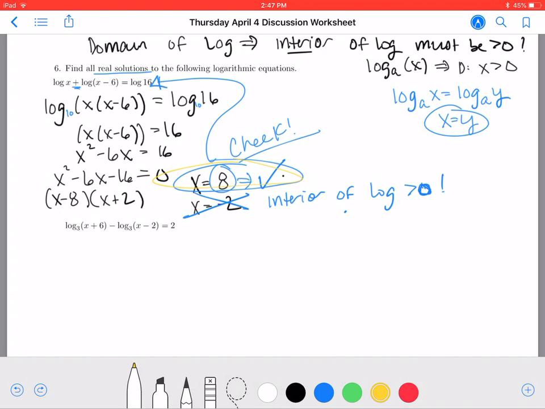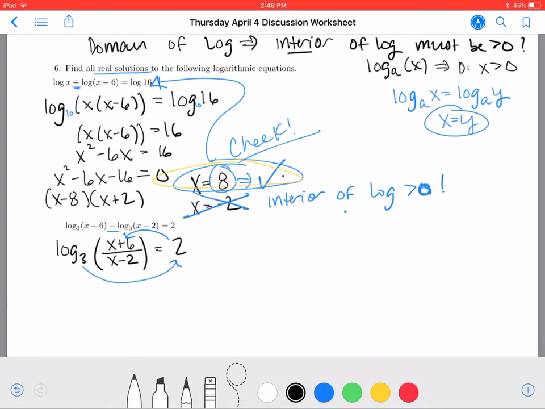we're going to start by combining our logs. So they are being subtracted, which means I'm going to write them as a single log, where the first term is the numerator, the second term is the denominator of a fraction. And then to solve this one, I'm actually going to convert this into an exponential function. So starting with the 3, I'm going to write it as 3 to the power of 2 is equal to this fraction. So that gives me 3 squared is equal to x plus 6 over x minus 2, or 9 is equal to x plus 6 over x minus 2.